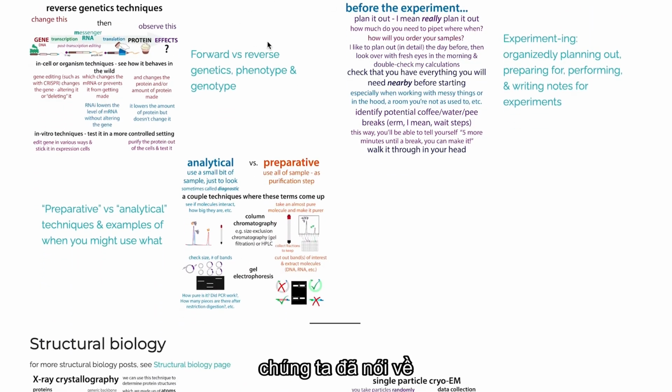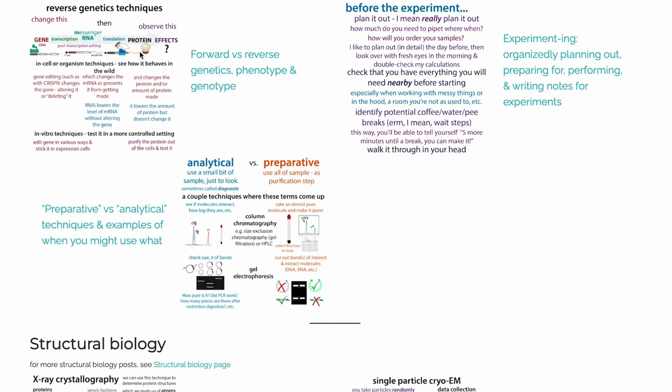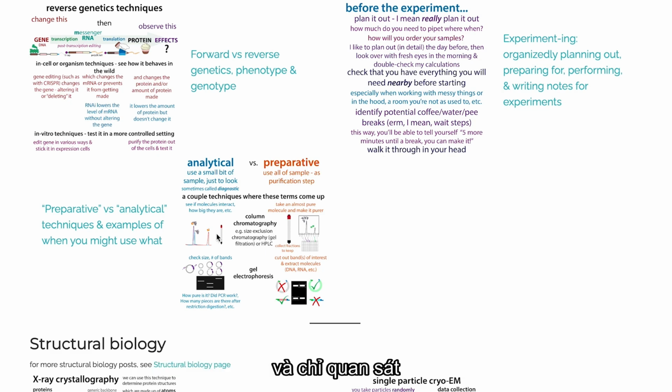Okay, we already talked about reverse genetics. Forward genetics is basically where you start from the phenotype, so you identify some sort of quality or phenomenon, and then you want to see what caused it. We also talked a little bit about preparative versus analytical techniques, how we can do things at a small scale to just get a look, so analytical: see whether things are interacting, how big a molecule is, see did your cloning work, that sort of thing.